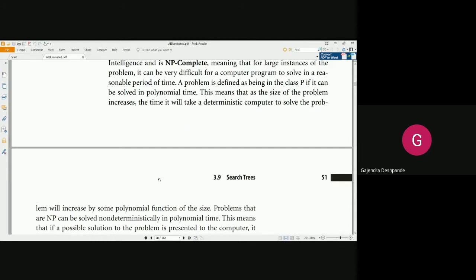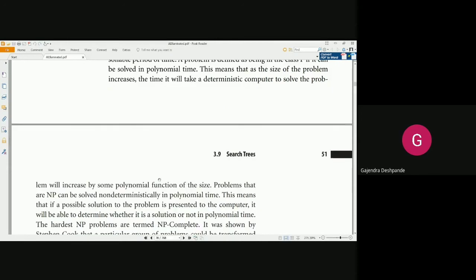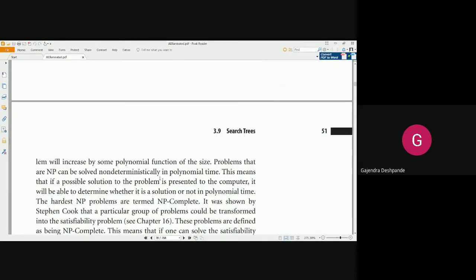Then there are also problems called NP problems. These problems can be solved non-deterministically in polynomial time. So note here that P problems can be solved deterministically in polynomial time, whereas NP problems can be solved non-deterministically in polynomial time. You might have already studied DFA and NFA in the theory of computation or FAFL subject. So those concepts need to be used whenever you are solving the problems.